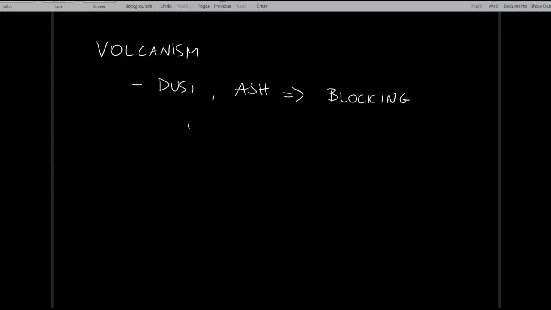And then the last thing that we talked about was volcanism. And I kind of mentioned it earlier, you know, with the release of dust and ash, right? What that will lead to is blocking of sunlight. So it will actually create a cooling effect for either the local climate, or sometimes if the eruption is significant enough, if there's enough of that dust and ash being spewed into the atmosphere, it can actually have a global effect on climate.